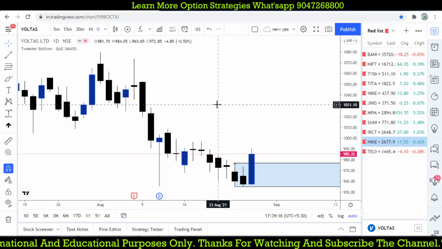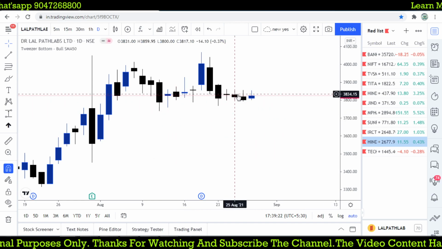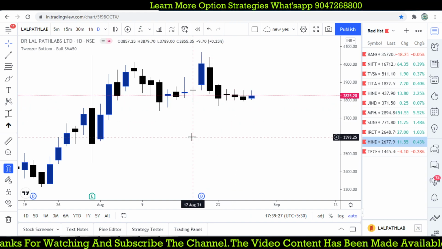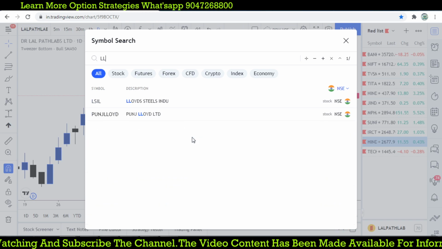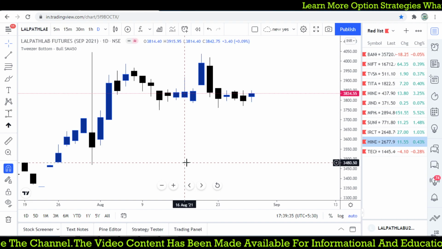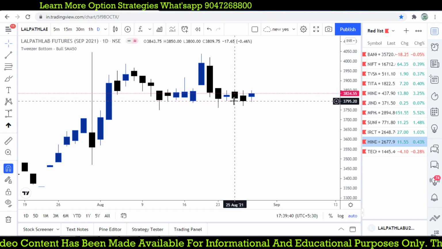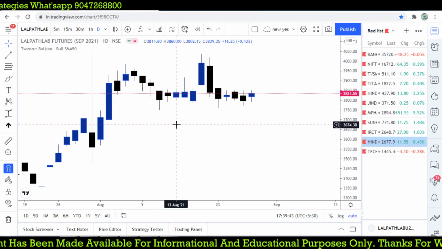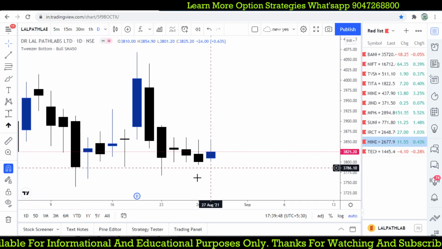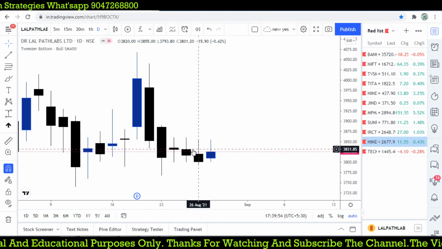Lalpath Labs, let's go for Lalpath Labs. And what happened in that? The previous day's low was somewhere around 3800. Here it is not. Let's check for Lalpath in futures. Sorry. There is no formation at all. How did it become Lalpath Labs? Check it out. 1 day ago low equal to latest low. It is changing a little bit.